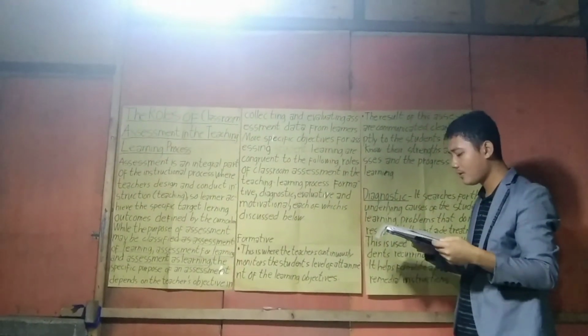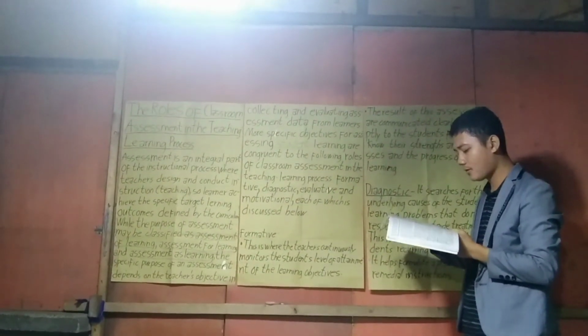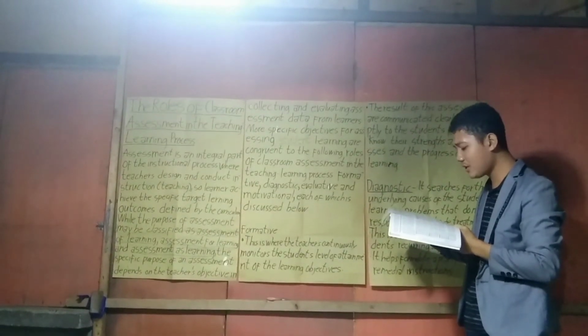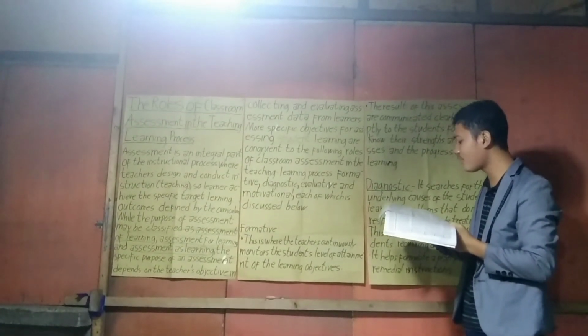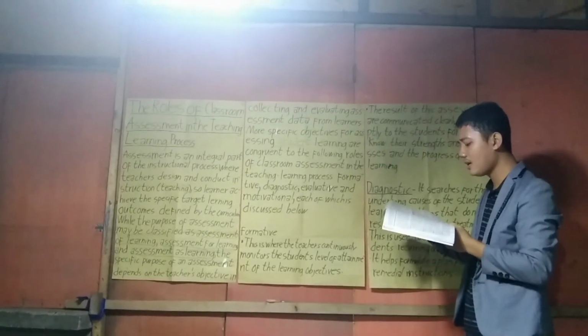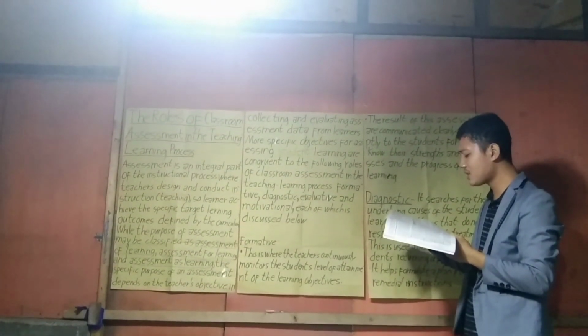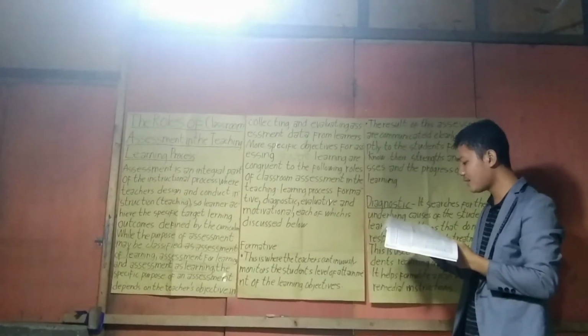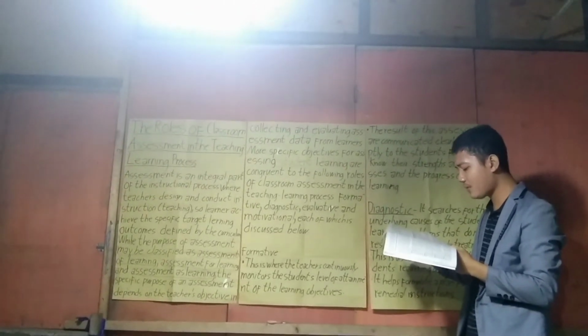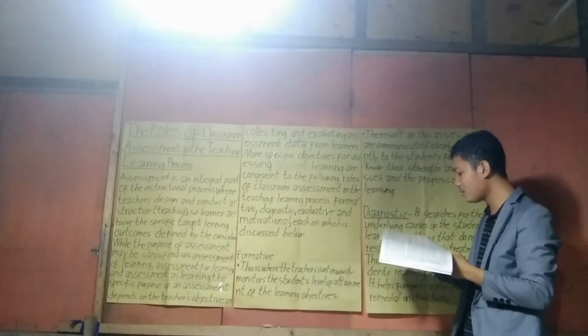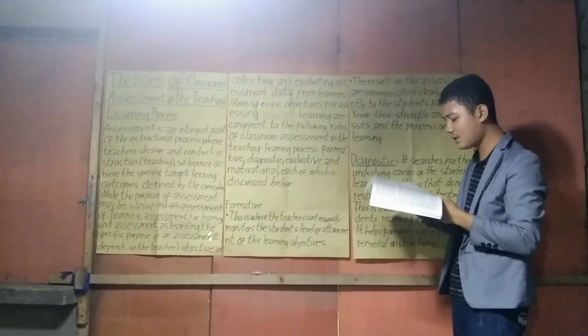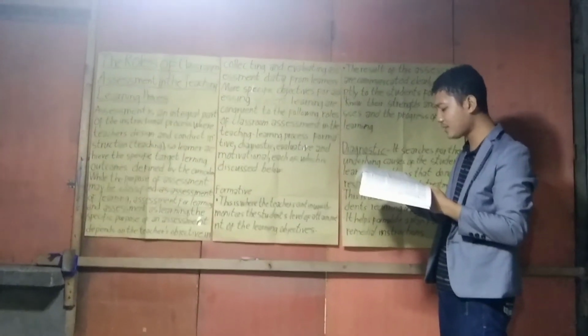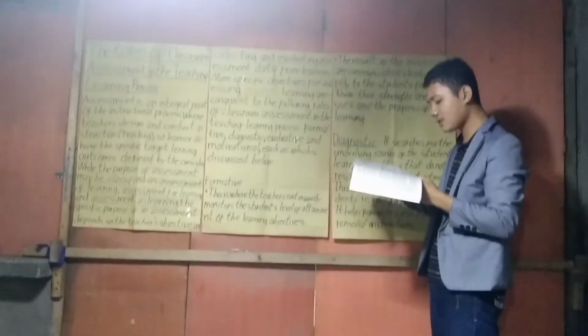For the formative, in my own understanding, this is where the teacher continuously monitors the students' level of attainment of the learning objectives. So this is continuous. This is progress. We don't just check the learners totally. There's a different assessment for the formative assessment. It is used during the instruction. If we can proceed to teach a certain topic, the results of this assessment are communicated clearly and promptly to the students for them to know their strengths and weaknesses, and the progress of their learning.